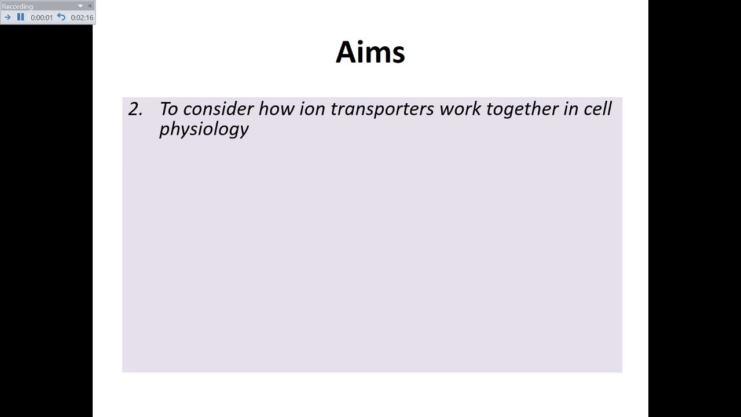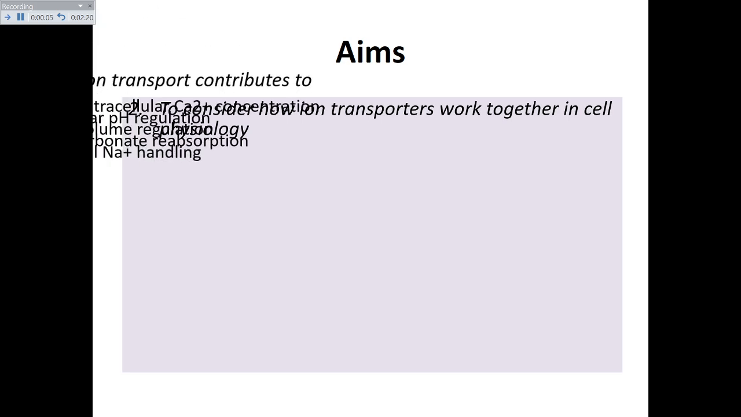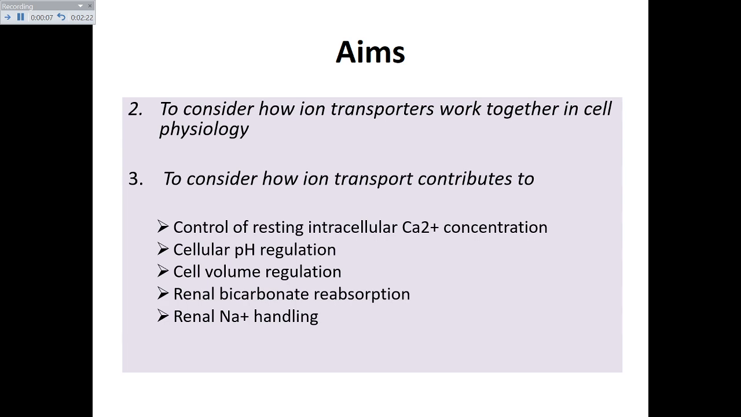It also aims to consider how ion transporters work together in cell physiology, and how ion transporters contribute to control of resting intracellular calcium concentration, cellular pH regulation, cell volume regulation, renal bicarbonate absorption, and renal Na handling. So they have all these functions.